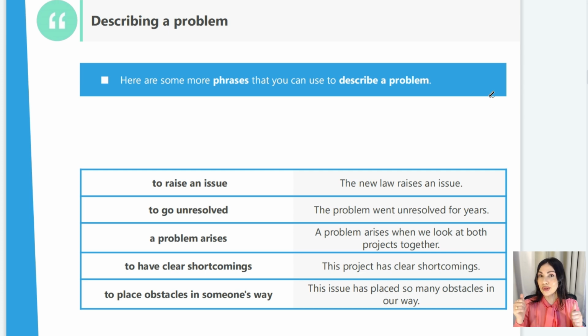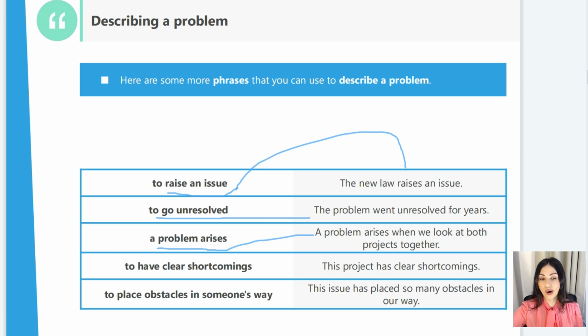That's the first rule of thumb for any professional. Raising an issue, on the other hand, is more technical. The new law raises an issue. If a problem goes unresolved, or a problem is unresolved, again, it's semi-formal and more technical. The problem went unresolved for years. If a problem arises, a problem crops up. Crops up is less formal, whereas arises is more semi-formal and technical. A problem arises when we look at both projects together.